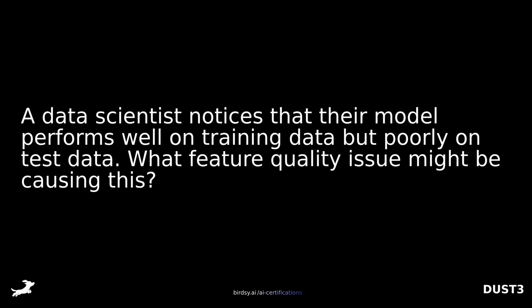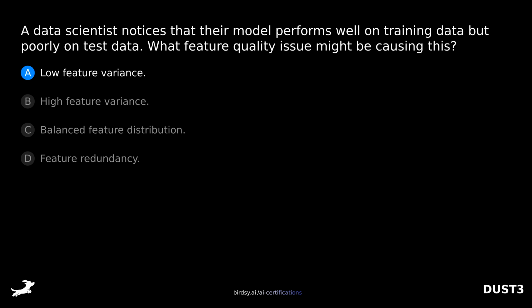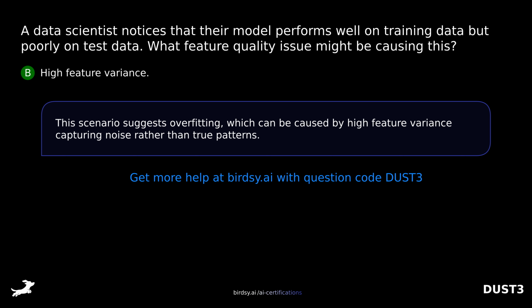A data scientist notices that their model performs well on training data but poorly on test data. What feature quality issue might be causing this? Is it A, low feature variance? B, high feature variance? C, balanced feature distribution? Or D, feature redundancy? The answer is B, high feature variance. This scenario suggests overfitting, which can be caused by high feature variance capturing noise rather than true patterns.